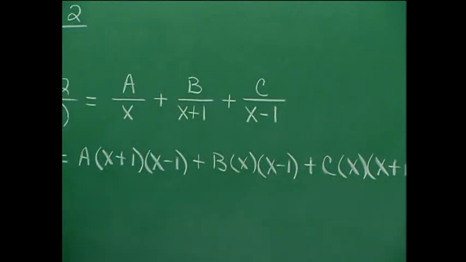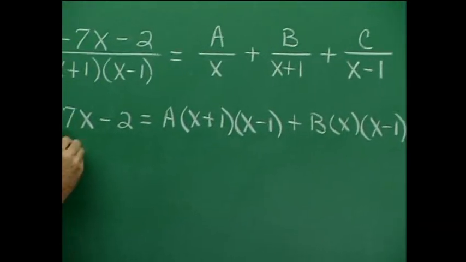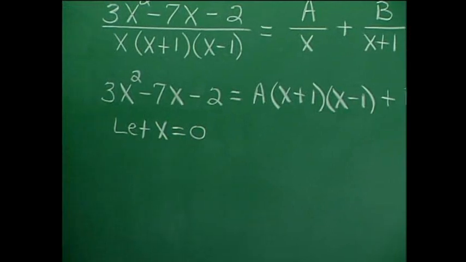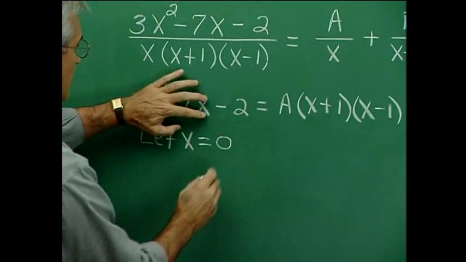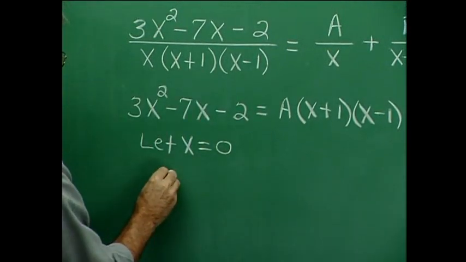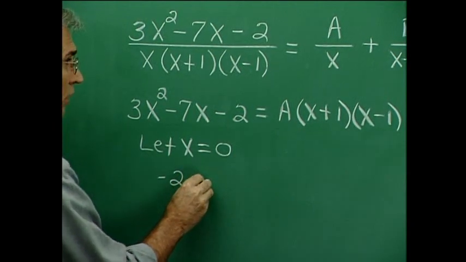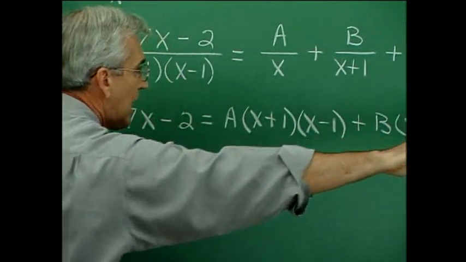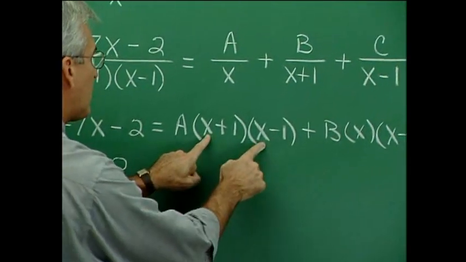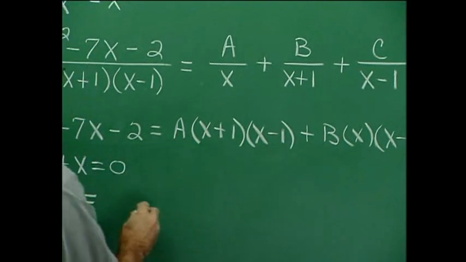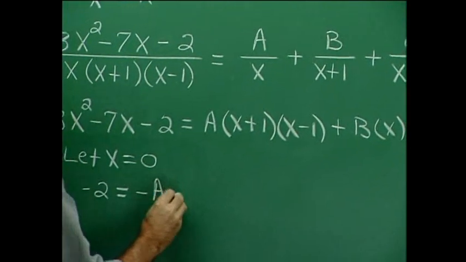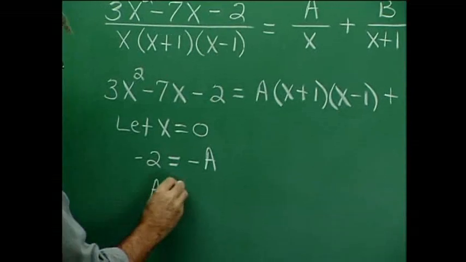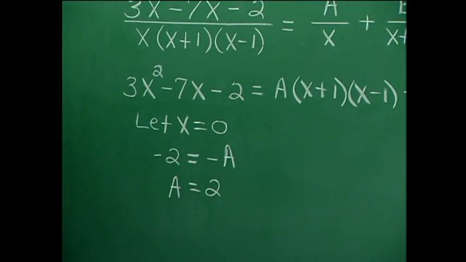Let's do that. Let's let x equal 0. All right, over here, these two terms will disappear, and we have negative 2 equals, let's see, on the right, those two terms are out of here. If x is 0 here and here, we have negative 1 times a, or simply negative a. And a then is 2. All right, that was easy enough.